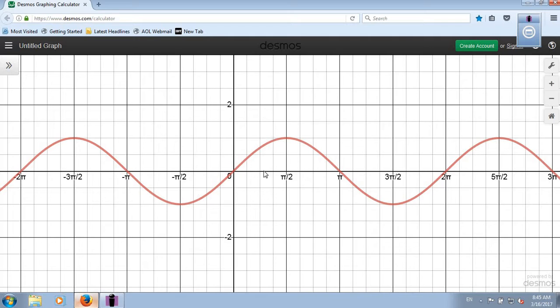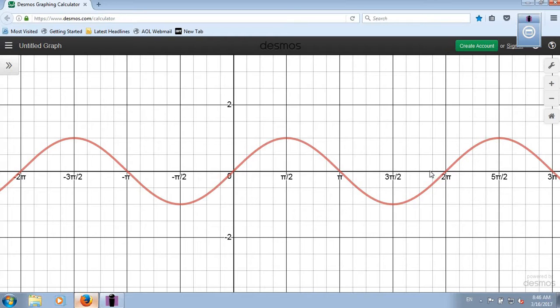This is equivalent to our first quadrant. From pi over 2 to pi is equivalent to our second quadrant. From pi to 3 pi over 2 is equivalent to our third quadrant. From 3 pi over 2 to 2 pi is equivalent to our fourth quadrant. And from 0 to 2 pi, sine completes one cycle, and the length of that cycle is the period. So for our basic sine, our period is from 0 to 2 pi.